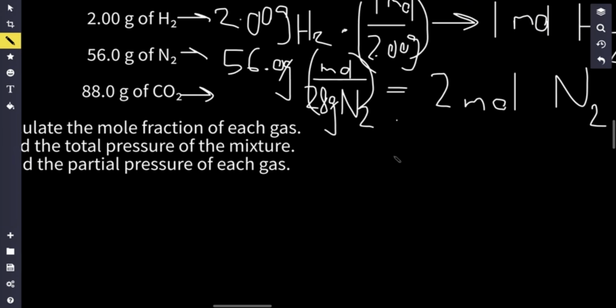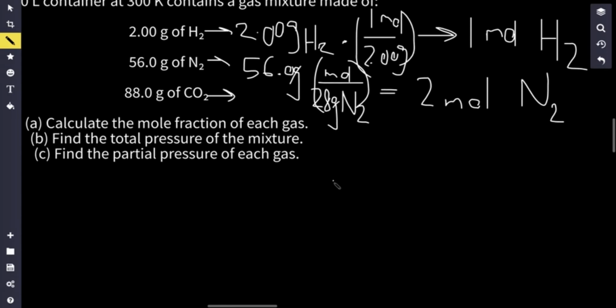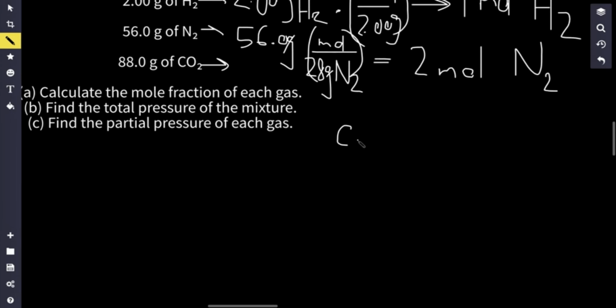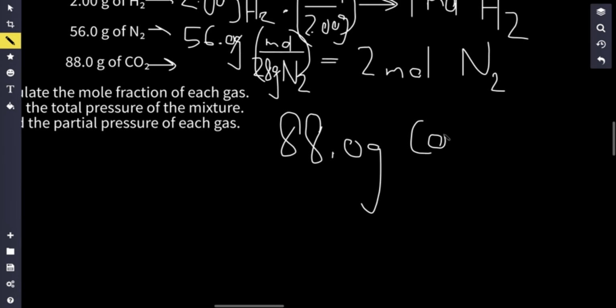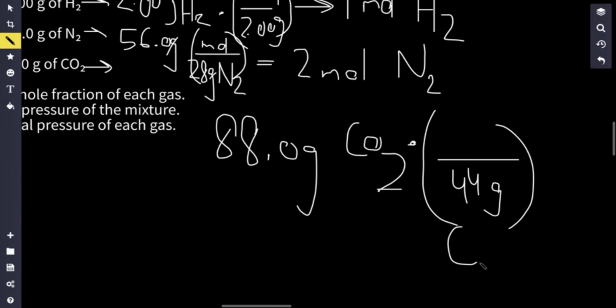Finally, CO2 should have a molar mass of 44. I have 88 grams of CO2, and we know it has a molar mass of 44 grams per mole. So for every 44 grams of CO2 I have, that's the same thing as 1 mole of CO2.